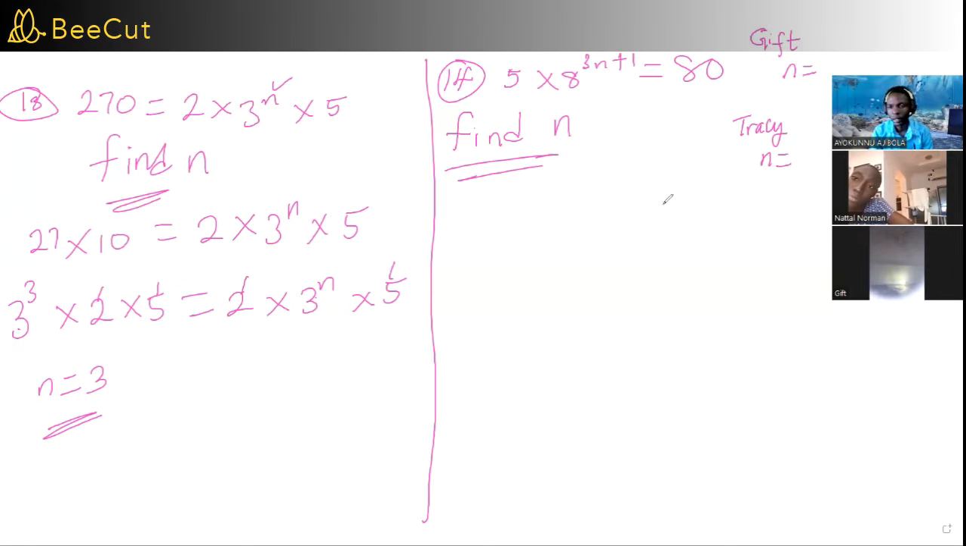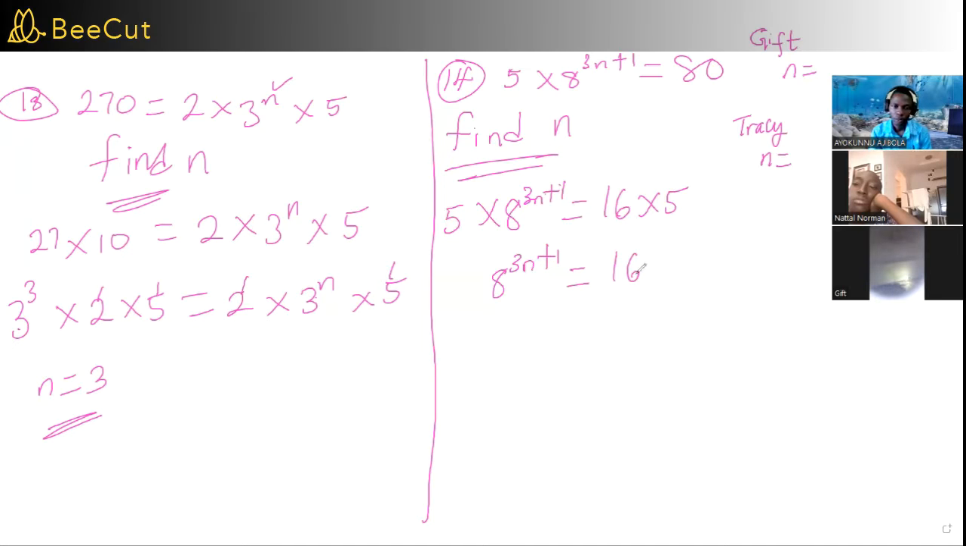Let's say 10 times 5 is 8. So I can say 5 times 8 raised to the power 3n plus 1 equal to 16 times 5, because 16 times 5 is going to give me 80. Make sure you focus on this. Now I can see 5, I can see 5. It means I can remove the two 5s and say the only remaining one is this plus 1 equal to 16.